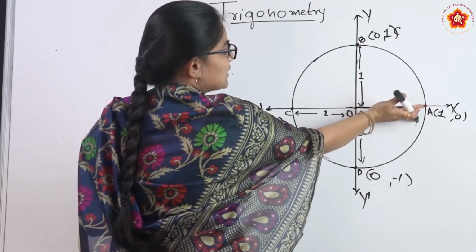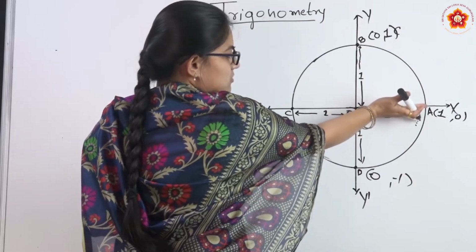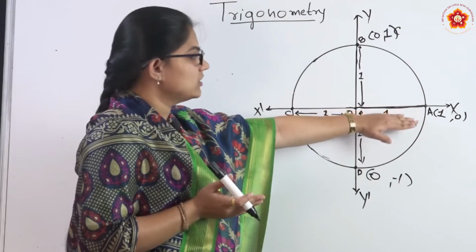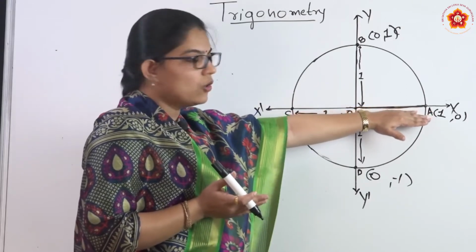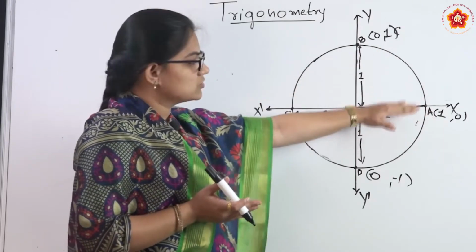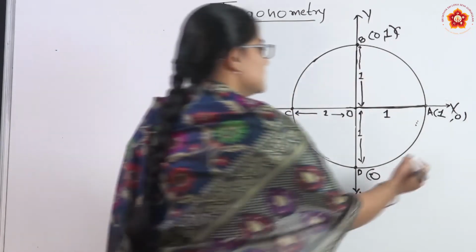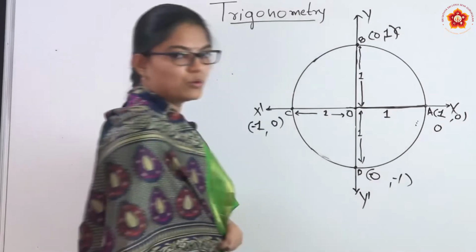What is the angle corresponding to this point A? If you see here, it is the initial side, right? It is the initial side and there is no rotation performed here. So, therefore, we can say here the angle is 0.